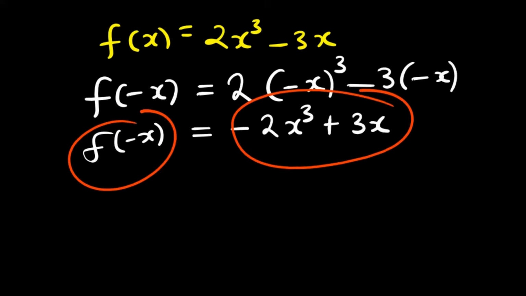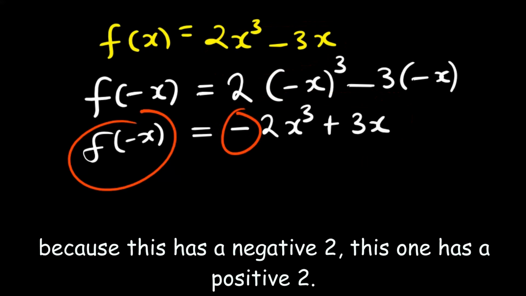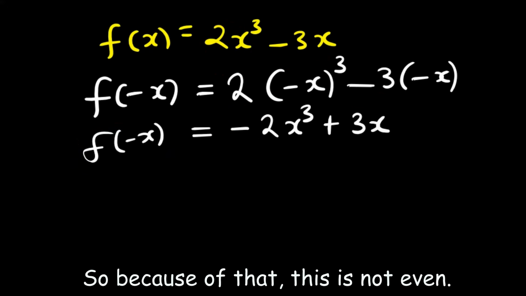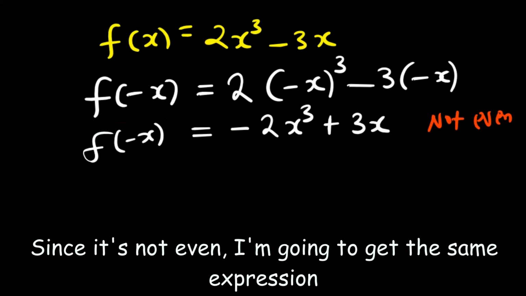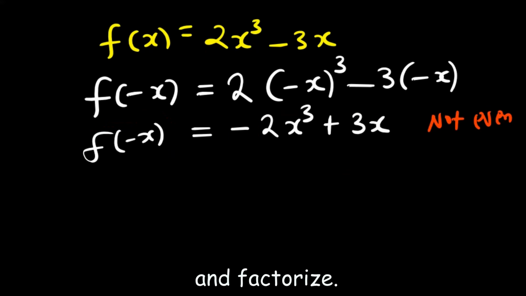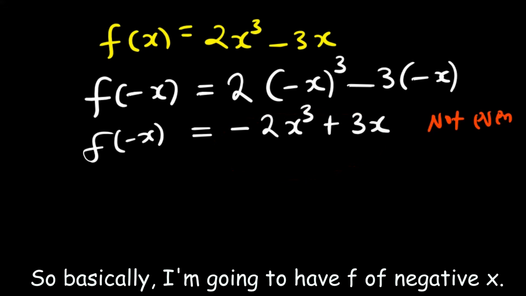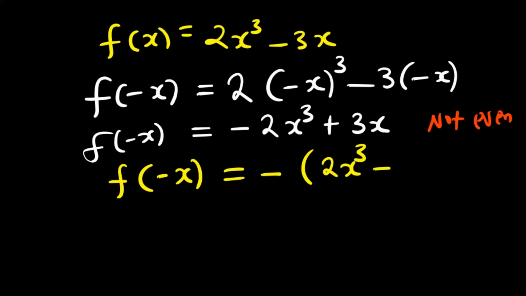Now if we look at the f of x that we have, this one is not equal to the answer that we found, because this has a negative 2 and this one has a positive 2, so they are not equal. Because of that, this is not even. Since it's not even, I'm going to get the same expression now and factorize to see if it's going to become an odd function. So basically I'm going to have f of negative x, then if I factorize a negative, negative 2x to the power 3 minus 3x.